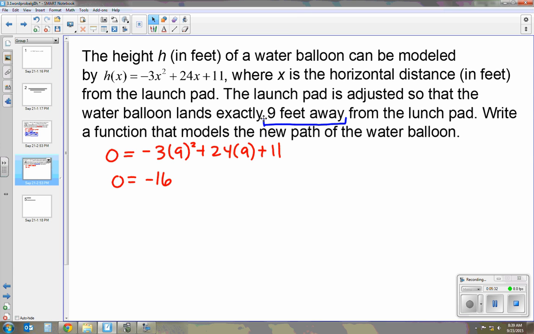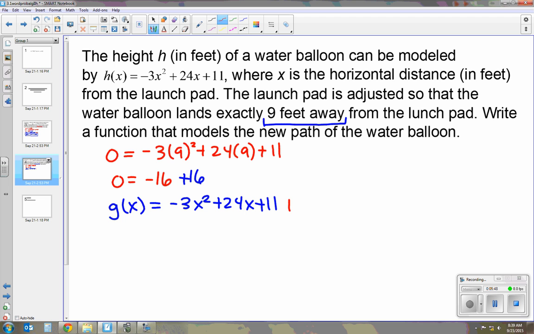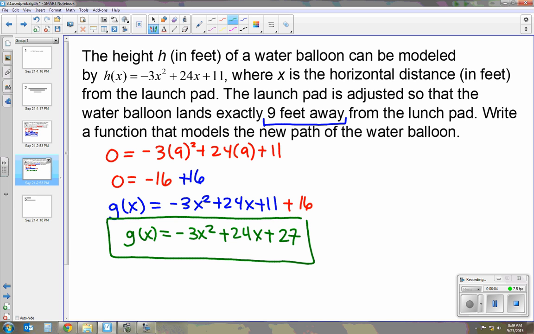So what we have to do to make that equal 0 is add 16. So we can say g of x is equal to negative 3x squared plus 24x plus 11, and to make this correctly land where it needs to be, we add 16. So our new function is g of x equals negative 3x squared plus 24x plus 27, and that will correctly land. And we can always graph it to see if it's landing 9 feet away, or we can plug 9 in and see if it equals 0. We always like to check our answer.